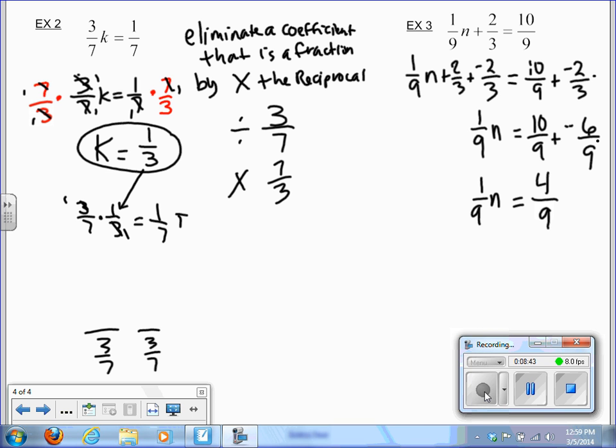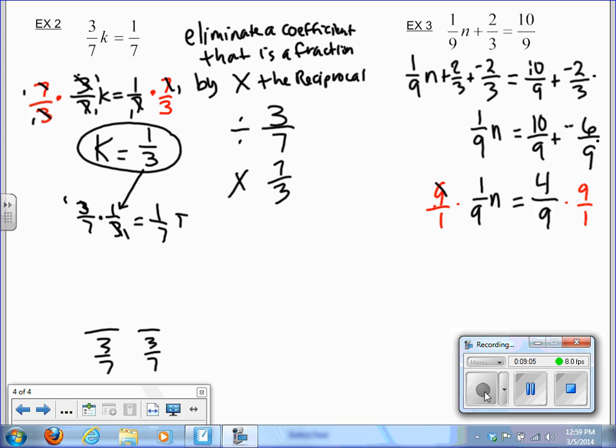All right. Now that we're at this point, it's just like example 2. Okay. I have to eliminate my constant. I'm sorry, my coefficient. And we're going to multiply both sides by the reciprocal of 1/9. All right. You can do this right in the same line. What's the reciprocal of 1/9? 9/1. All right, very good.